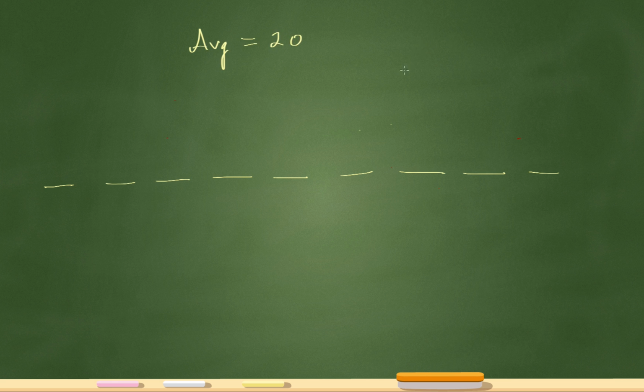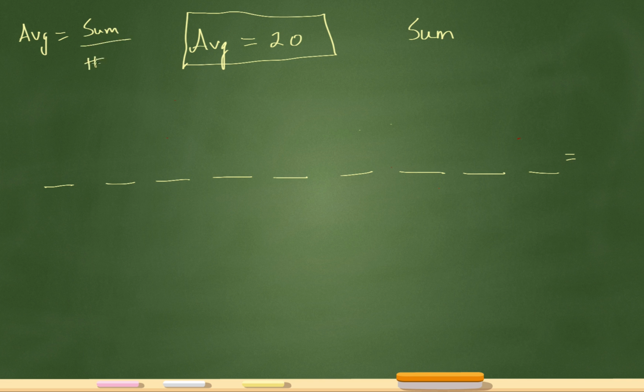From one of the previous videos, I'm not sure if you remember, whenever they give you averages in math problems on the SAT, more than likely they're asking you to figure out the sum of these 9 numbers. I can figure that out because the formula for average is the sum divided by the number of things. My average here is 20, and there are 9 things. I don't know the sum, so how can I solve for it? By multiplying both sides by 9. So the sum would equal 180.